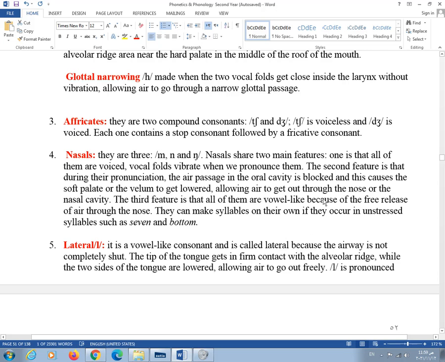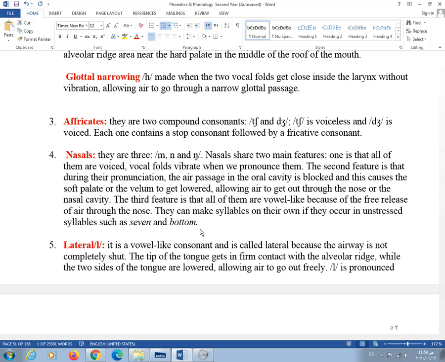The third feature is that all of them are vowel-like. All these consonants are vowel-like because air is not completely blocked. We say, okay, we block the airstream in the mouth, but it can go out through the nose.